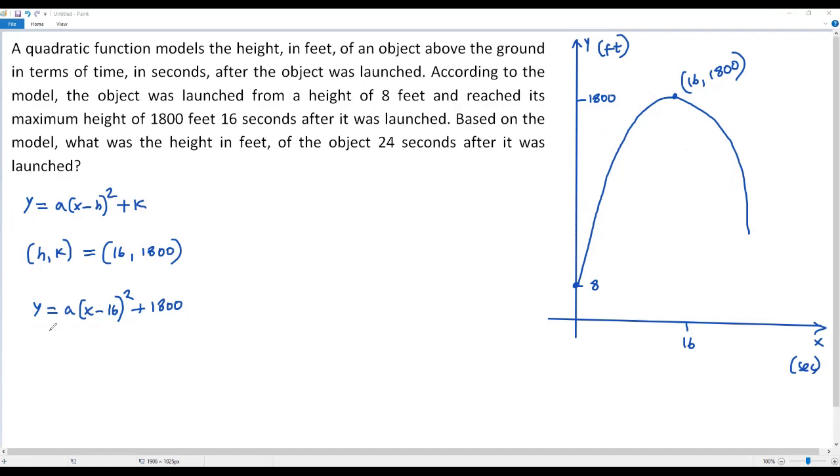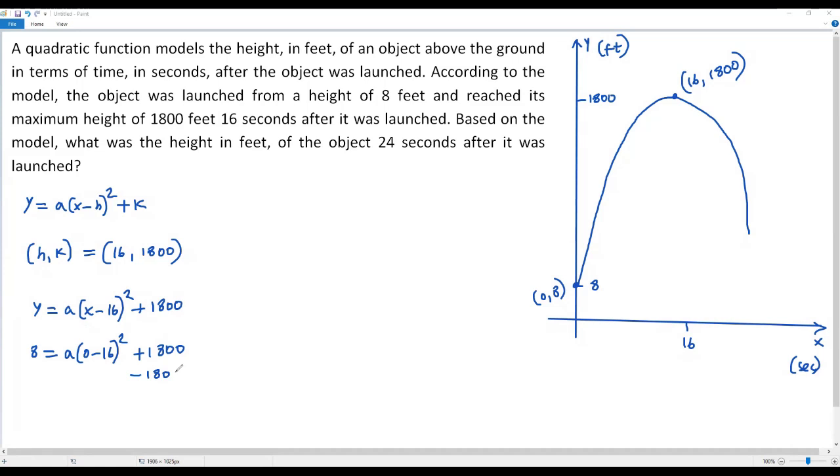But this quadratic function is not complete because it contains an unknown constant a. To get the value of a, we need a point on the parabola. We can consider this point, the y-intercept (0, 8). Let's plug this point into the equation. We plug in the x-coordinate 0 for x and the y-coordinate 8 for y. Then we have 8 = a(0 - 16)² + 1800.